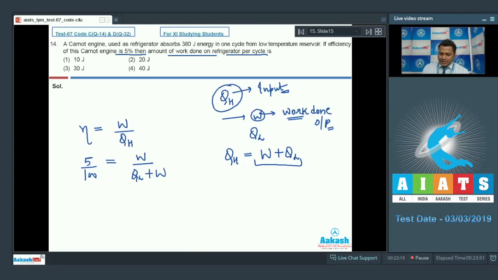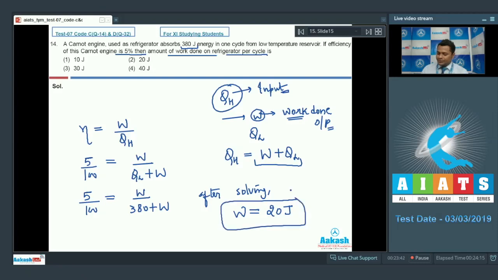Else you can write QL is given 380 joule is absorbed. So putting the values of QL, 5 by 100 equals W upon 380 plus W. And after solving for W, we can get W, that is work done, will be 20 joule. So after looking at the options, we can say that option number 2 is absolutely correct. So that's why we'll go with option number 2. Now let us proceed to the next question, that is question number 15.